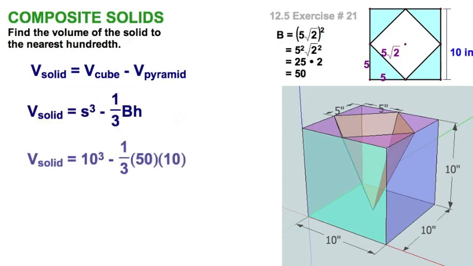Substitute. We've got 10 cubed minus 1/3. Area of the base is 50. The height of, whatever that thing is, the height of that pyramid is 10.